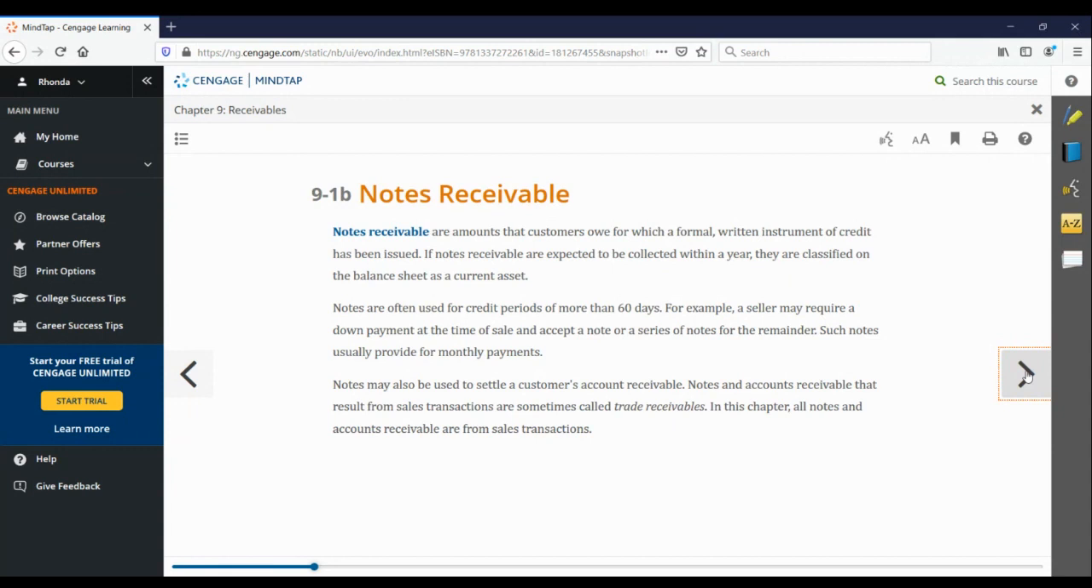And so notes receivable can carry interest with them. Later on in the chapter, we'll be discussing how to calculate simple interest off of notes receivable. So notes receivable, again, are amounts that customers also owe us, but we've required them to sign a formal document that tells them that they owe us an expected amount to be collected. And if it's going to be collected within a year, we call that a current asset.